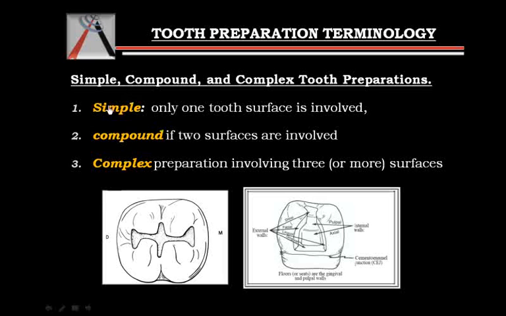When we say simple cavity, it is the one that involves only one tooth surface, as we can see in this diagram over here, while a compound cavity is the one that involves two surfaces, as we can notice in here. So the surfaces involved are the occlusal and the proximal. If the cavity involves one more surface, possibly if there is an extension on the buccal or lingual surface over here, this will be called a complex cavity.